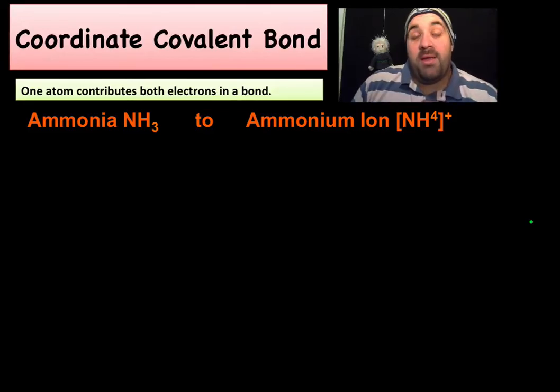Hi, Mrs. Spohn here, and today we're going to look at coordinate covalent bonds. A coordinate covalent bond is when one atom contributes both electrons in a bond. We're going to see an example of that to make it perfectly clear. Let's draw the Lewis structure for ammonia.